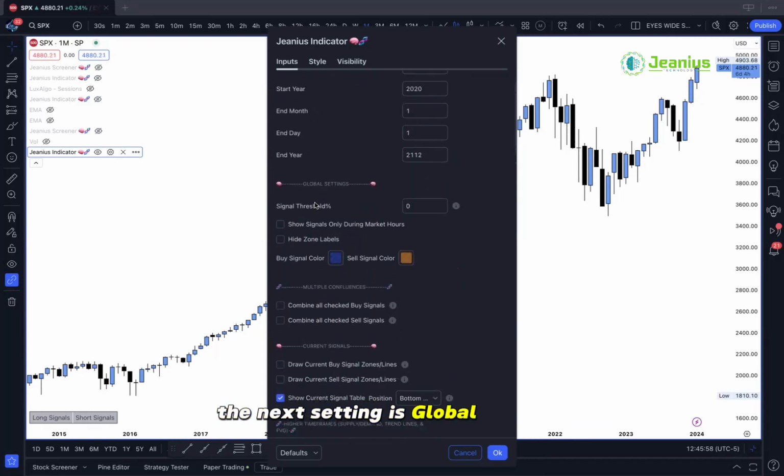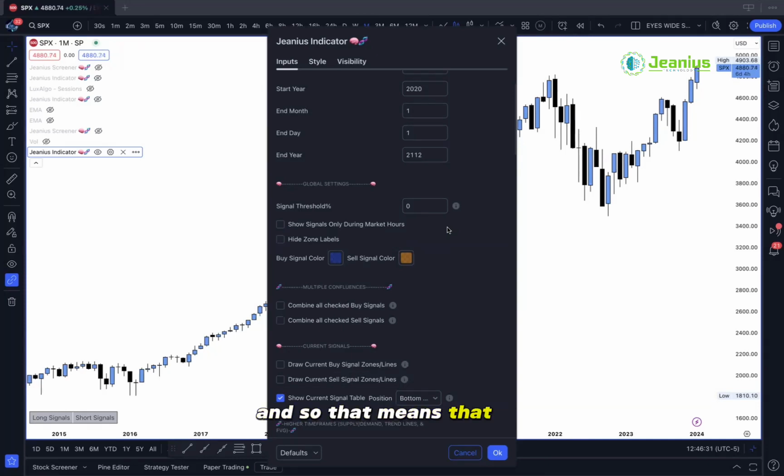The next setting is global settings. So this threshold signal percentage, and if you forget anything I said and you can't go back to the video, a lot of these settings have information sections next to them that will pop up and let you know what's going on and what it means, just in case you need a reminder. But the signals threshold, I pretty much keep it at 0.